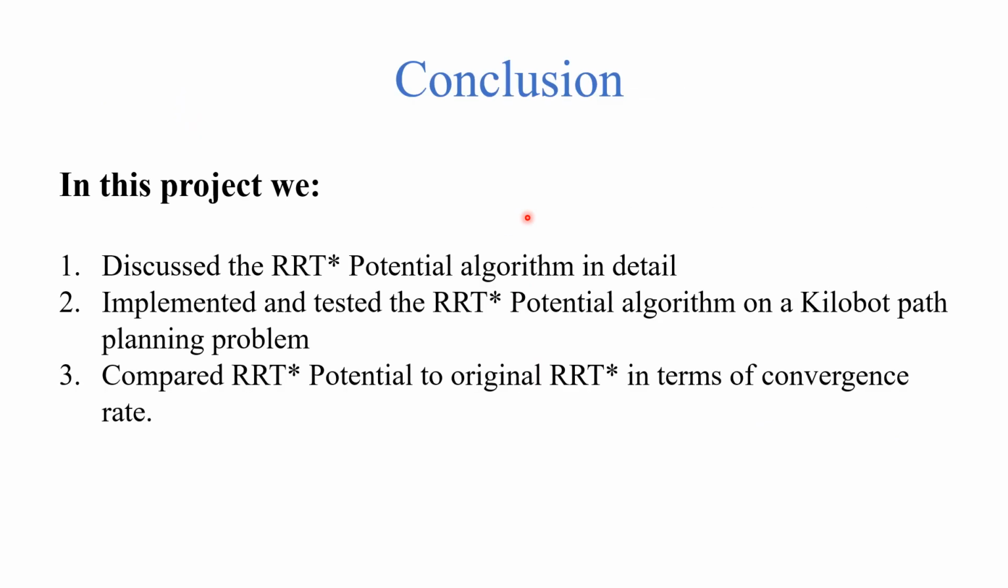Finally, in this project, we discussed the RRT star potential algorithm in detail. We implemented the RRT star potential algorithm on the path planning problem for a kilobot trying to avoid circular obstacles. And we achieved an optimal or a near optimal path quality. And finally, we compared the RRT star potential to the original RRT star. And we found that the RRT star potential achieved a slightly faster convergence rate, and that the RRT star potential was able to find the goal quicker for the first time, nearly beating the RRT star with approximately 70 iterations in our case. That's it for today. Thank you for listening.